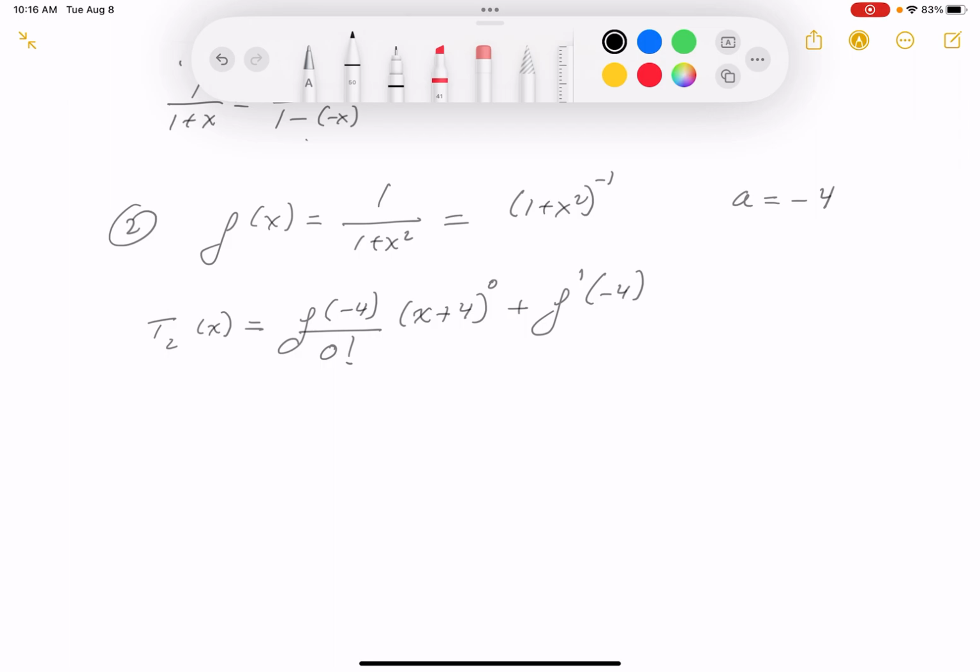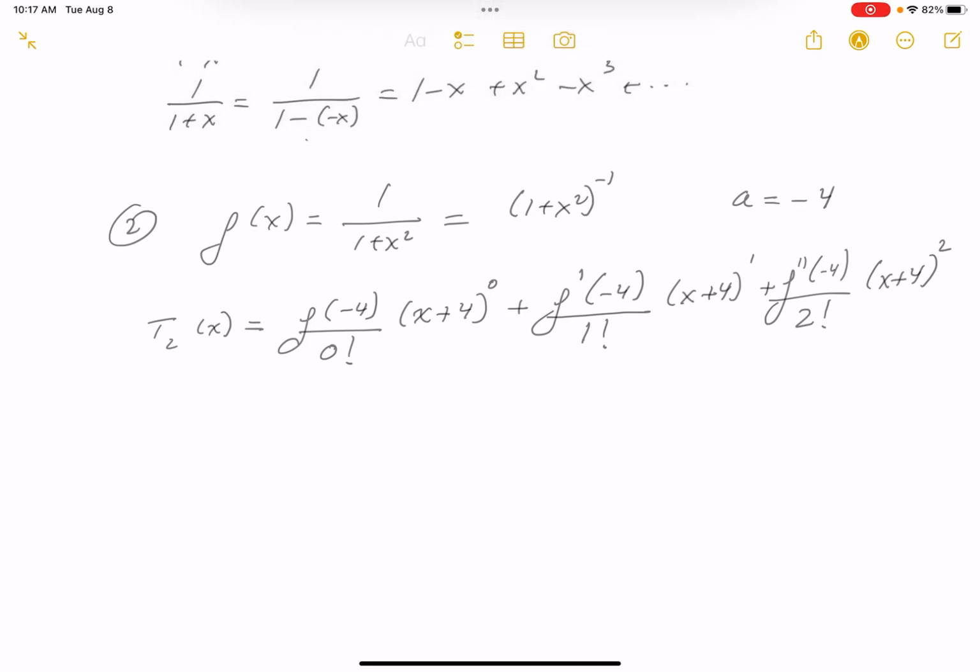All right, so let's put that down and take a look at what we get over here. So it's going to be 1 factorial, and then it's going to be x plus 4 to the first power, plus f double prime of minus 4 over 2 factorial times x plus 4 squared, second degree polynomial. All right, so what I'm going to do over here, I'm going to put T2 down, and T2 doesn't look too bad. I got to get some derivatives though, don't I?